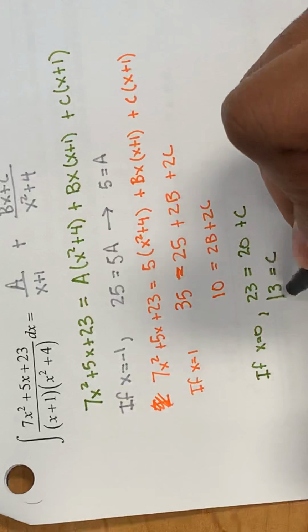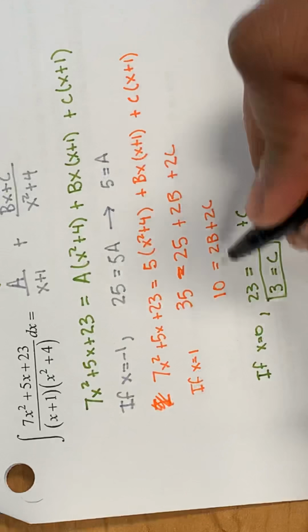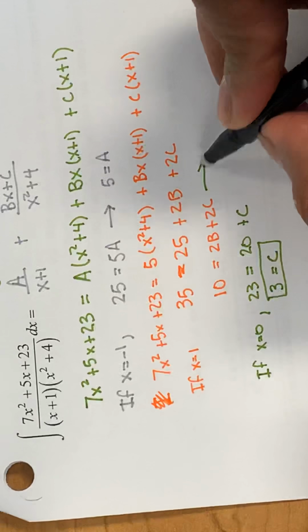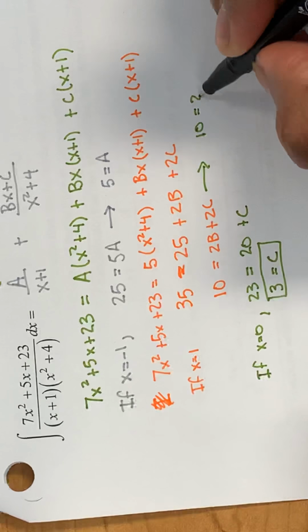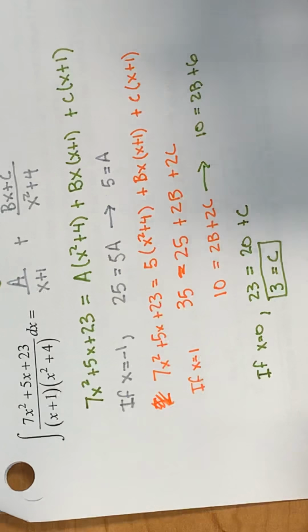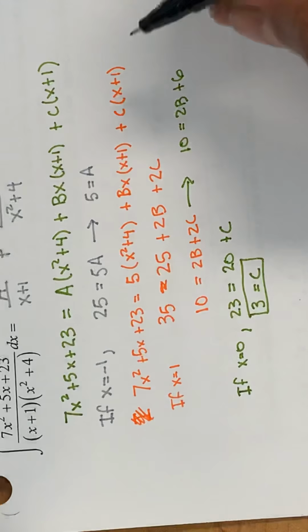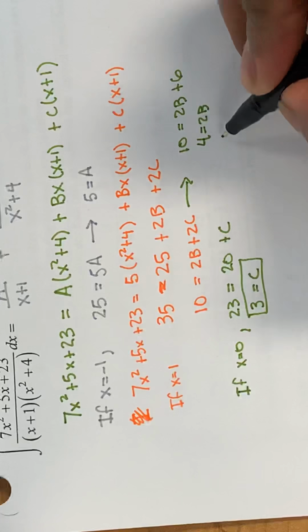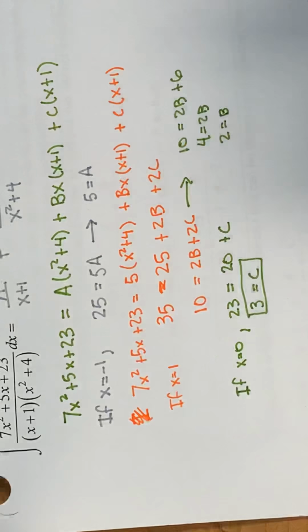So now if we know c equals 3, then we can solve for b in this expression. So over here, we're going to have 10 equals 2b plus 6. And so we subtract 6 from both sides. We get 4 equals 2b, and so 2 equals b.